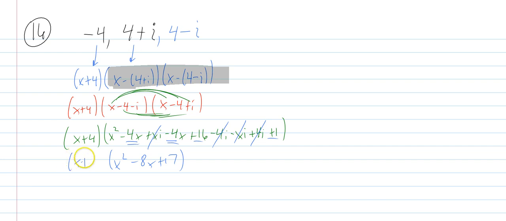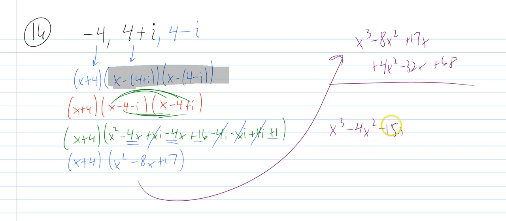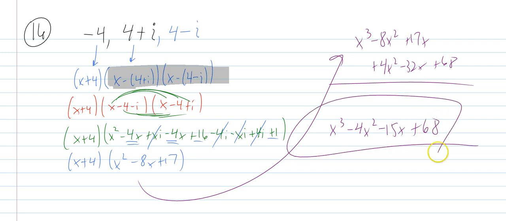There's still this matter of the x plus 4 out front, so now we can distribute and multiply all those terms. So I'll distribute the x: x cubed minus 8x squared plus 17x. Now distribute the 4, that's 4x squared minus 32x plus 68. Combine all the terms and we have x cubed minus 4x squared minus 15x plus 68. So there is the expression that has zeros of negative 4 and also 4 plus i, which means it also has the zero for 4 minus i.